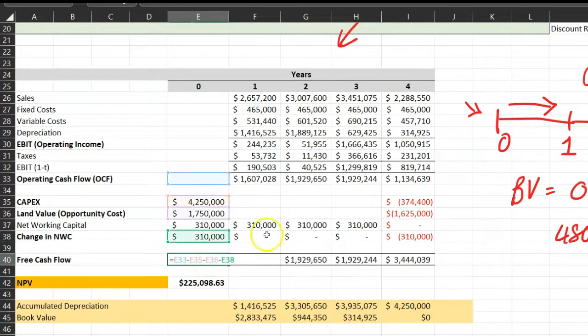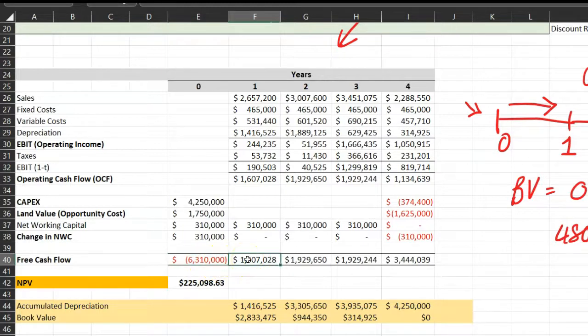Free cash flow or financial cash flow is always calculated as operating cash flow minus capital expenditures minus changes in net working capital. The only caveat here is that in addition to capital expenditures, there's also this cost that you're paying in terms of opportunity cost of the land. And so I'm subtracting that here as well. So in year 0, you're investing essentially a cash flow of about 6.3 million.